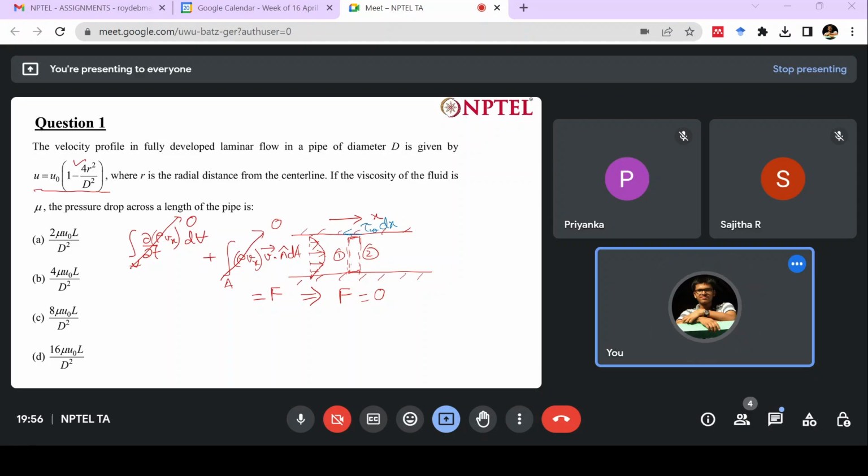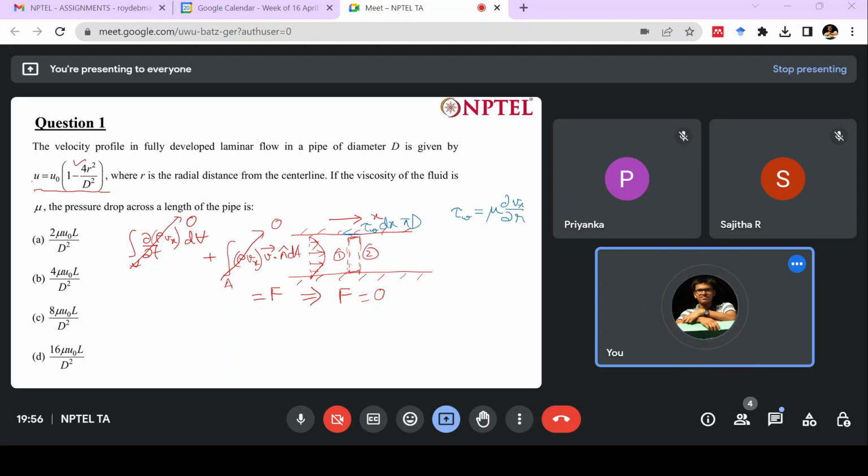We also have to multiply the circumference of this element to get the whole surface. This is a circular pipe, so I have to multiply the circumference, which will be pi into d. So tau wall into area, where area is pi d into dx. Now what is tau wall? Tau wall we already know. Tau wall is mu del vx by del r.